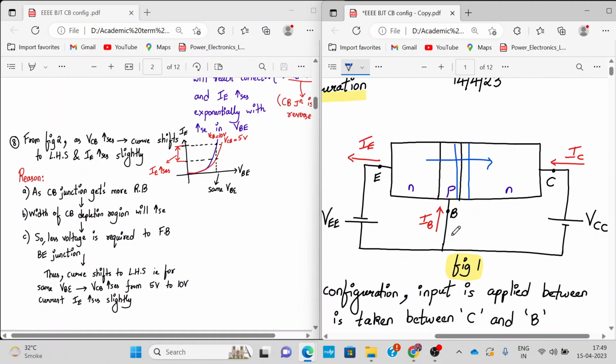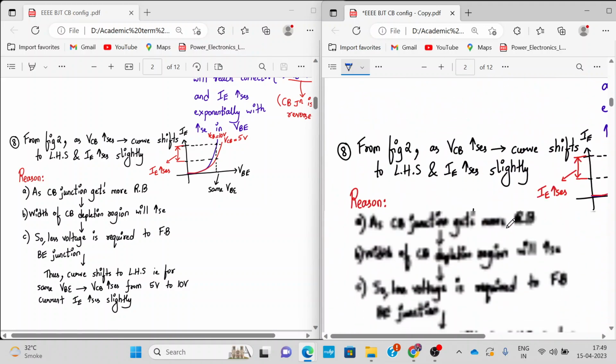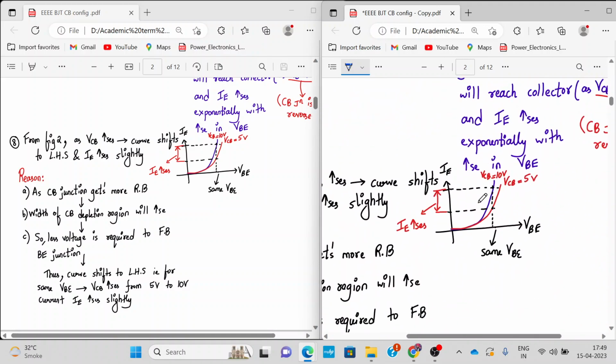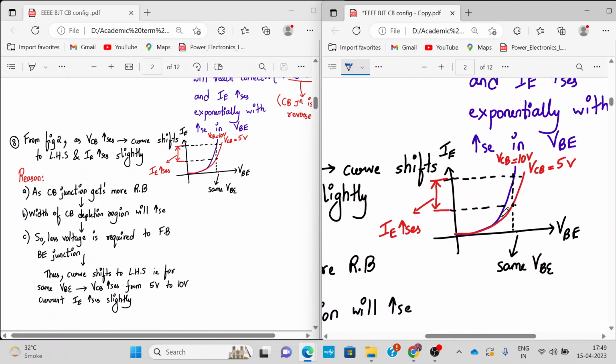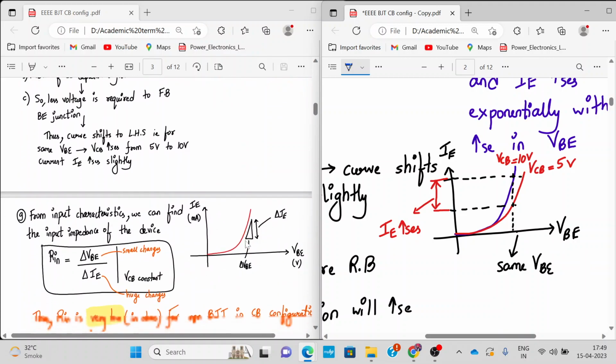So therefore the curve shifts to the left hand side for the same value of VBE, as it is shown over here. Okay, and also the value of IE increases slightly, because now the electric field is so powerful that it will drive the carriers more easily towards the collector terminal. Okay, so that's the reason why the curve shifts towards the left hand side.